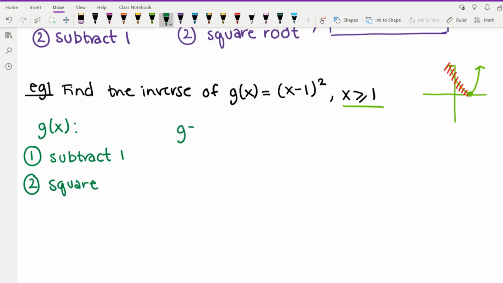And so what does that tell us about the inverse function? Well, the inverse function is going to start by reversing this step. So we're going to take the square root.